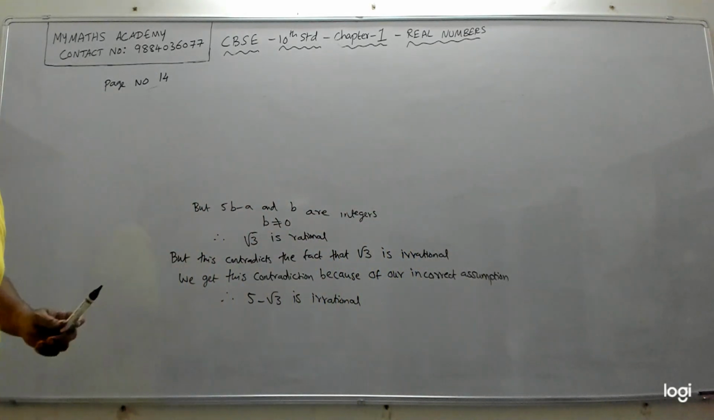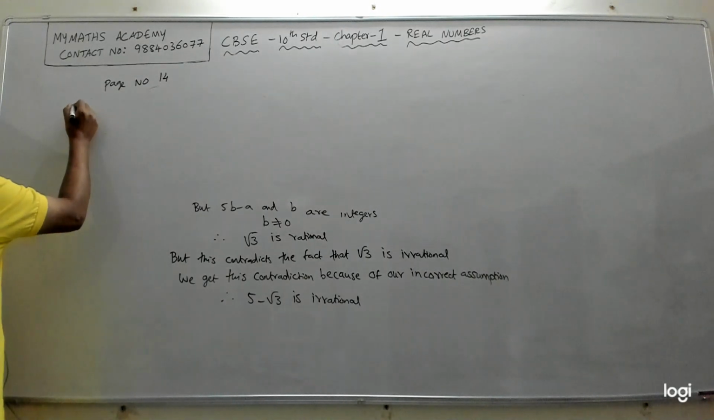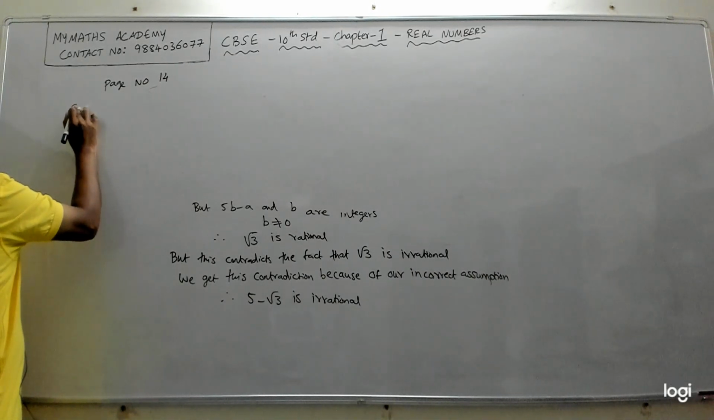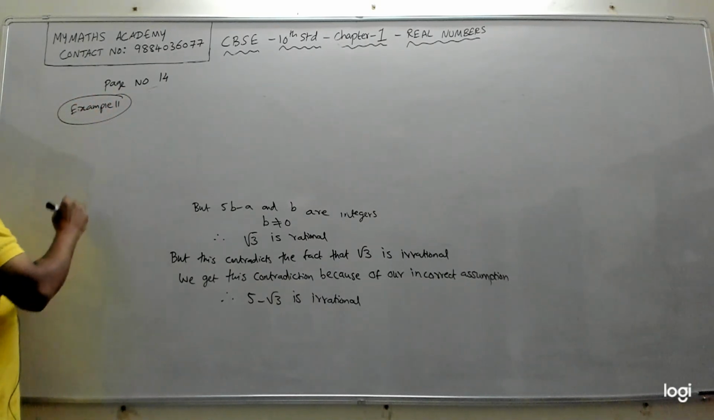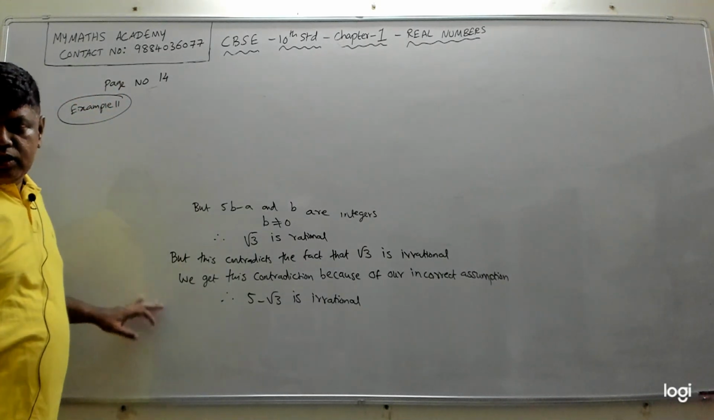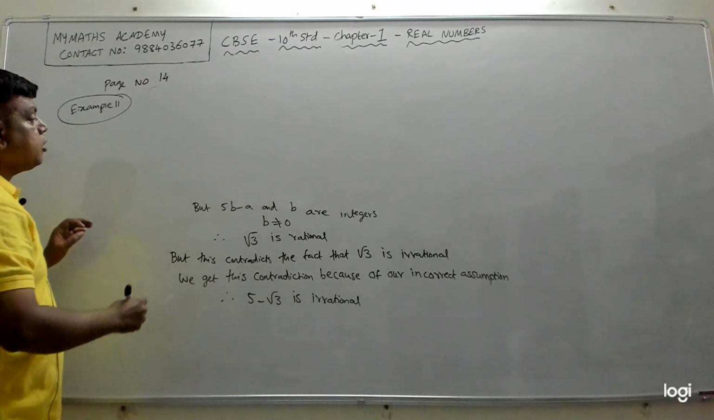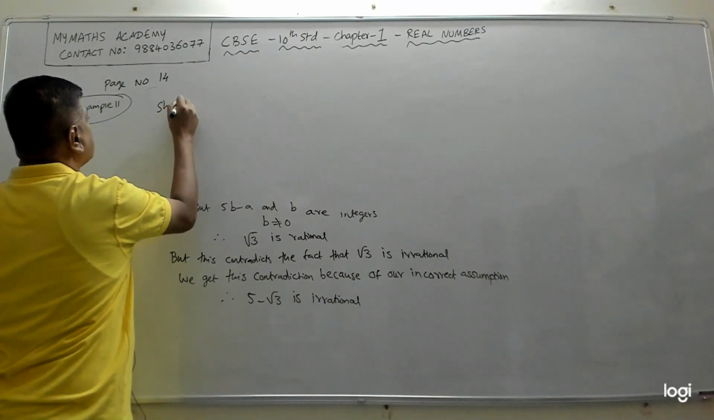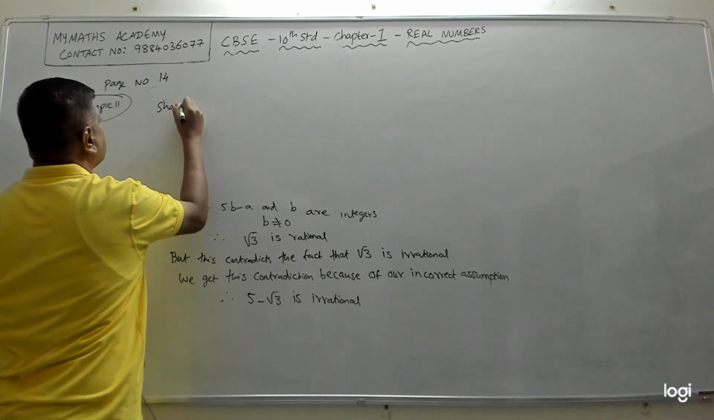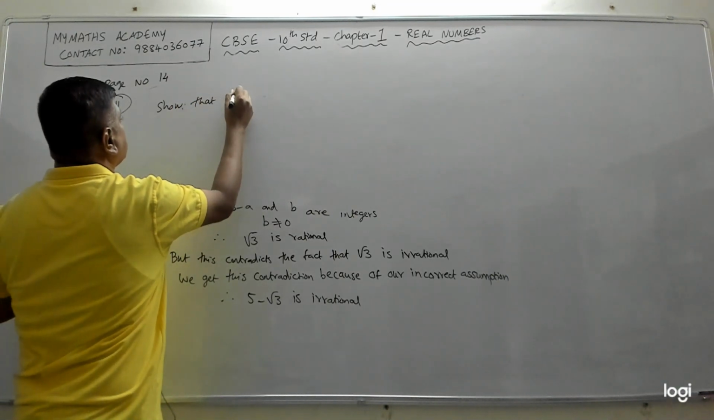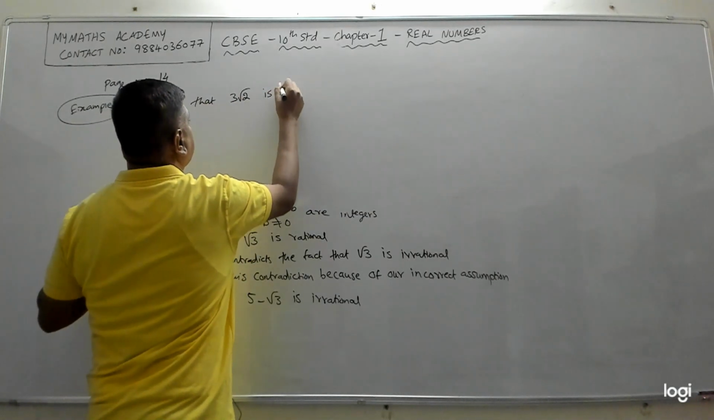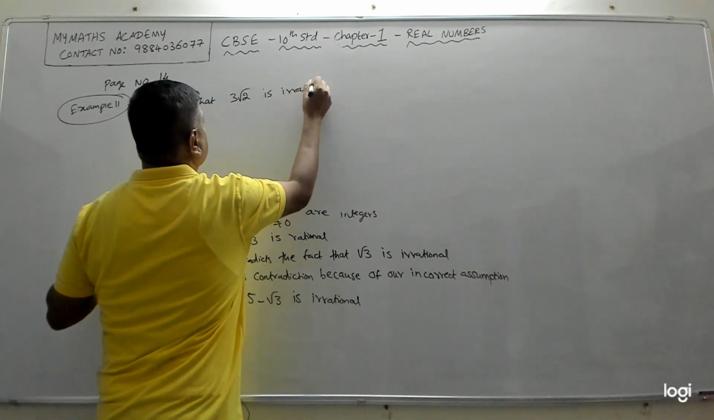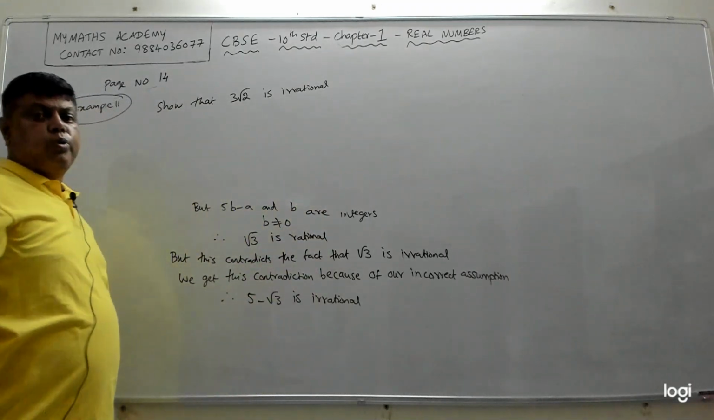Okay. Next one is example 11. Example 11 is: show that 3 root 2 is irrational. We have to prove that 3 root 2 is irrational.